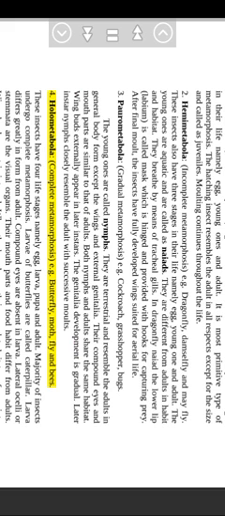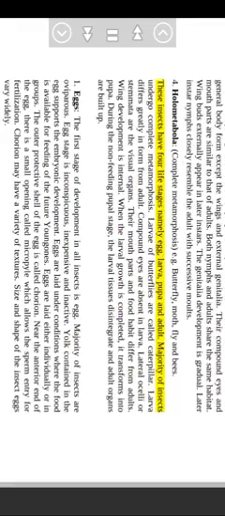4. Holometabola. Complete metamorphosis, e.g. butterfly, moth, fly and bees. These insects have 4 life stages, namely egg, larva, pupa and adult. The majority of insects undergo complete metamorphosis.